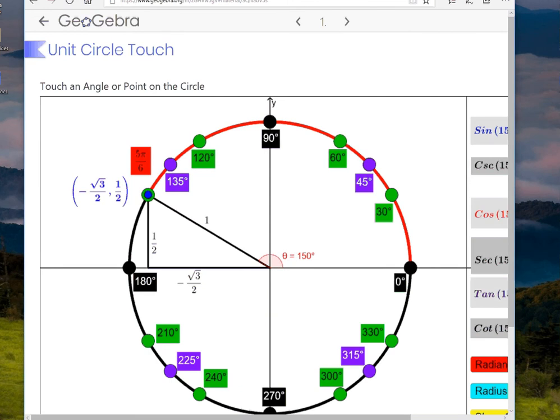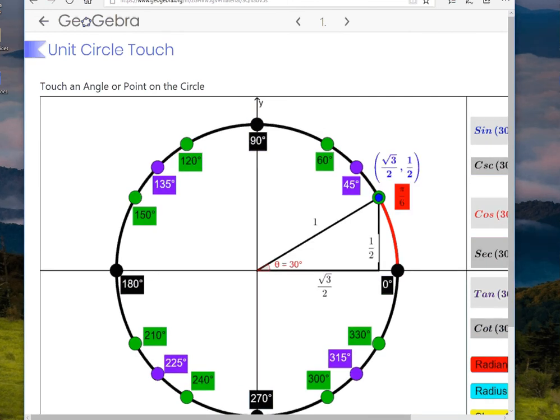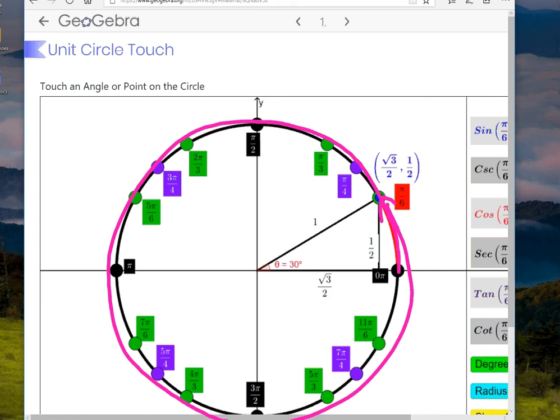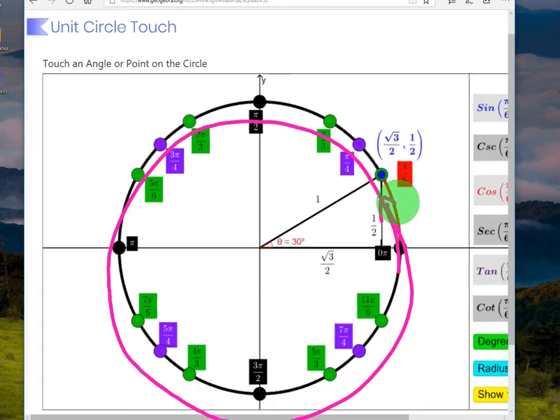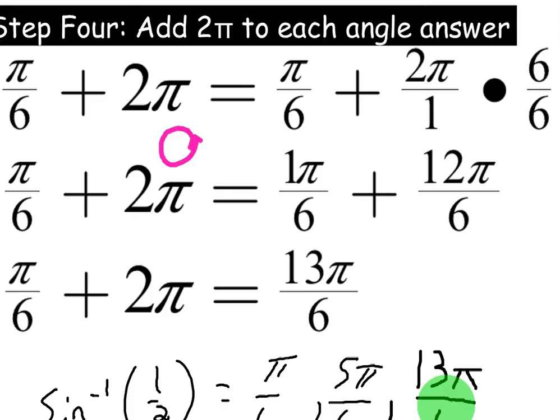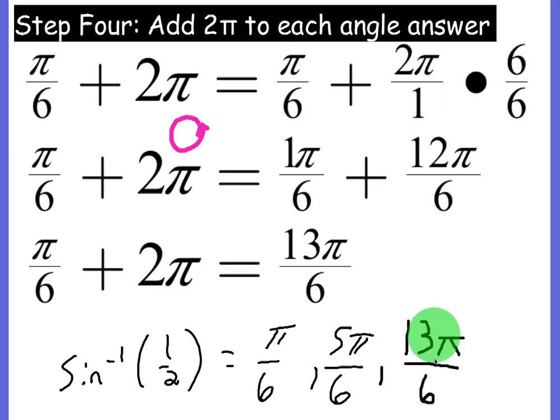So this angle right here at 30 degrees is pi over 6. It's the same thing as 13 pi over 6. And we can see that the y value is 1/2 at 13 pi over 6 also. So then we just need to figure out what the next angle after that in terms of pi over 6 is that works. In other words, the coterminal angle of 5 pi over 6.